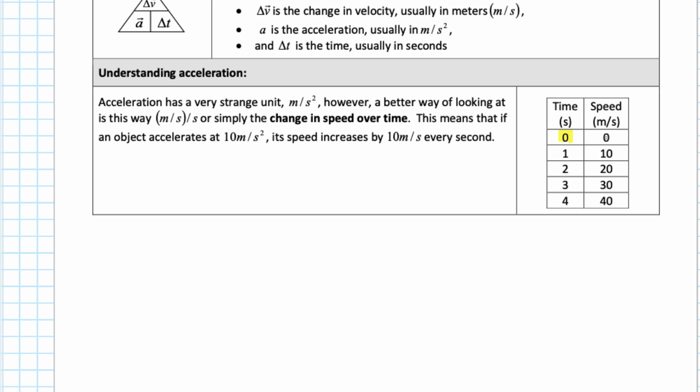So at the 0 second mark, we haven't moved yet. But after 1 second, our speed is now 10 meters per second. And the reason why is that we've increased our speed by 10 meters per second. Then after another second, we're traveling at 20 meters per second. Therefore, we added another 10 meters per second, and so on and so forth. So by the time the third second rolls around, we're traveling at about 30 meters per second.